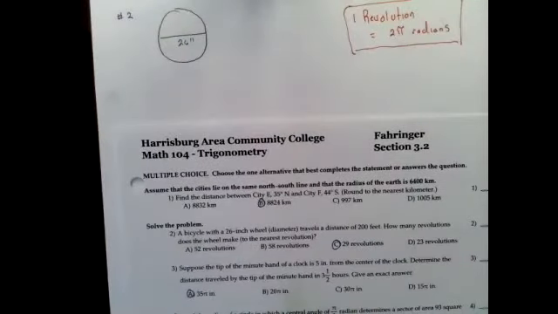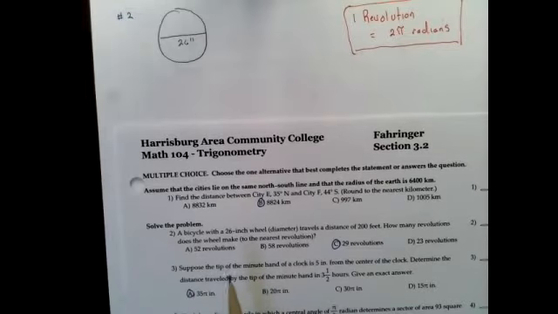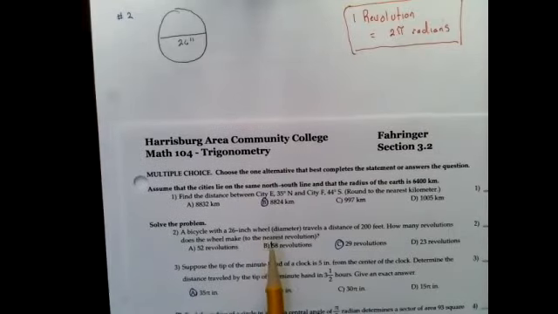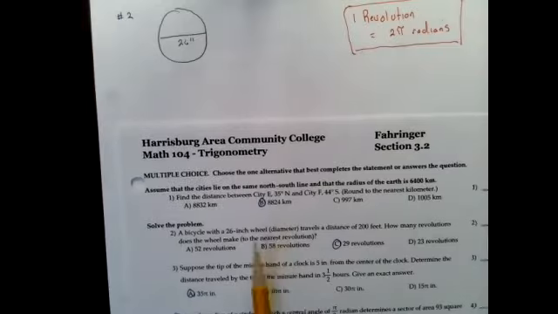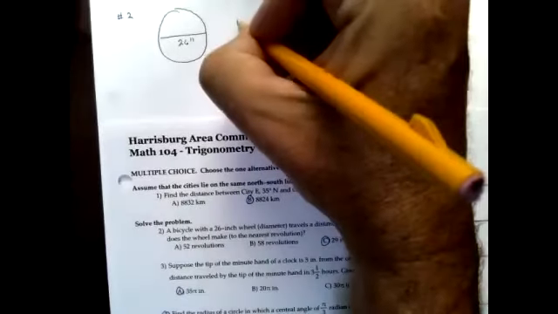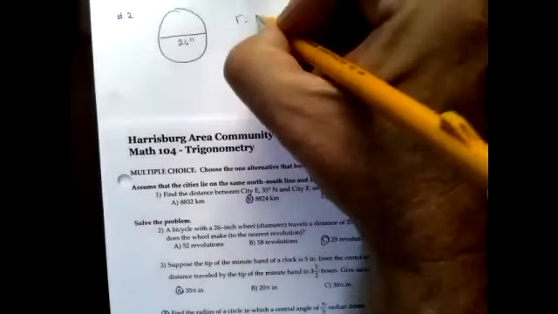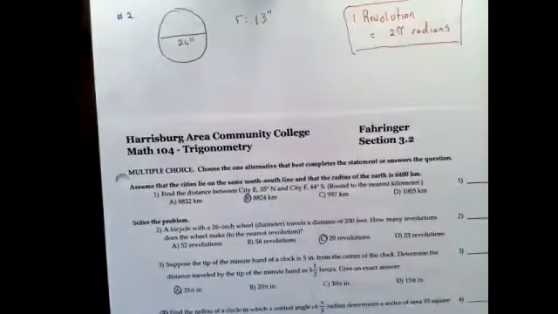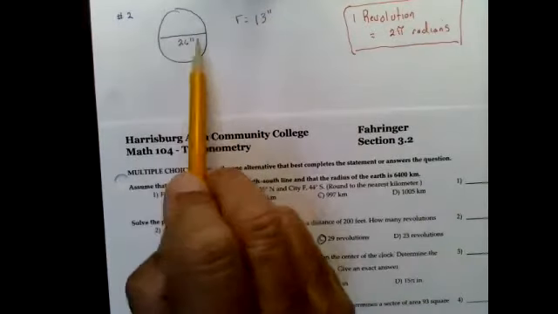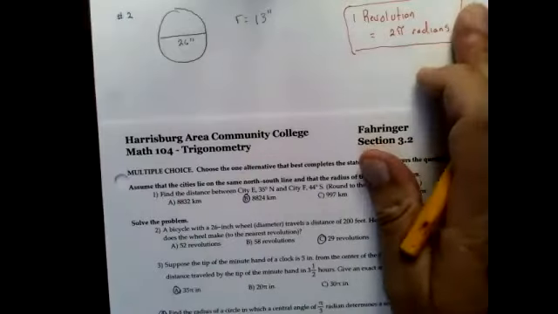Taking a look at number 2, a bicycle wheel with a 26-inch diameter. That means there's 26 across. Right away, I know everything I'm doing here is dealing with radius. I always try to draw pictures when I can. If the diameter is 26, I know the radius is 13 inches.